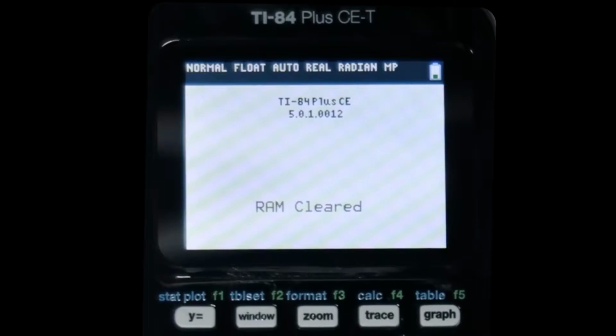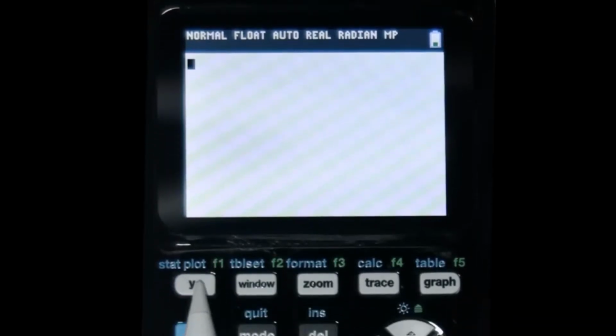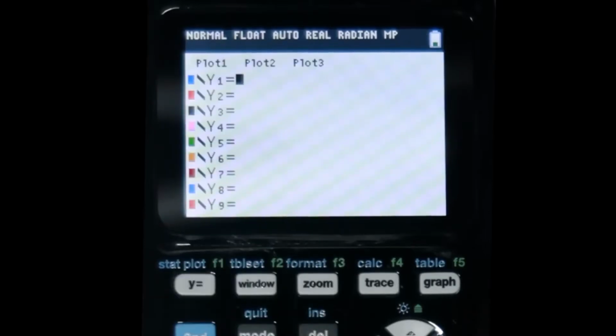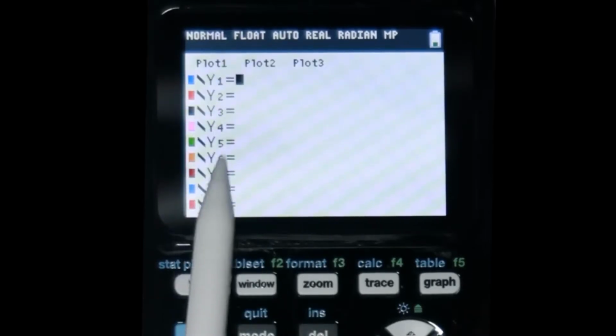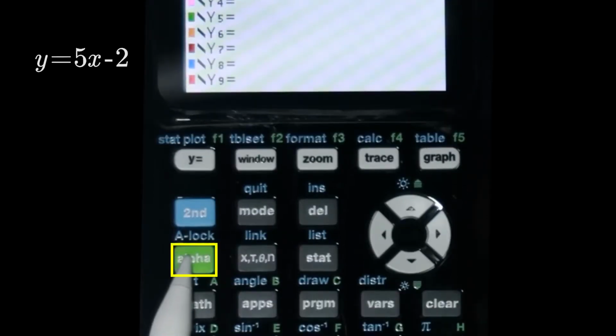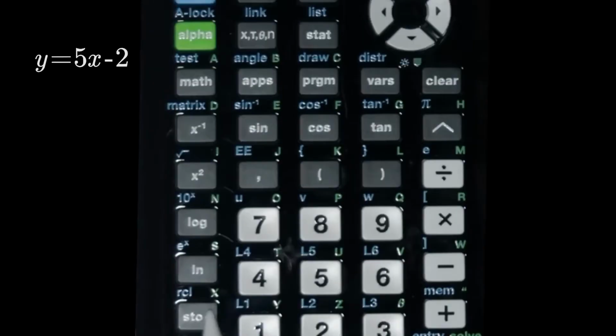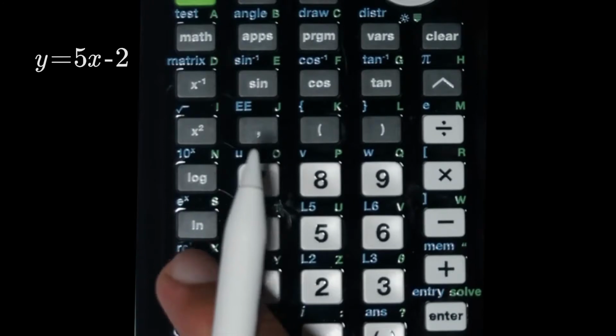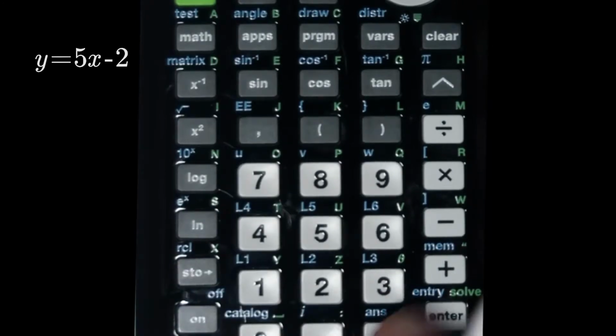So now that RAM is cleared, I'm going to use the function key, y equals. If I press the function key here, I can input my function. So Y1, Y2, Y3. We're going to be using the first two. Remember, I'm going to put the equation y is equal to 5x minus 2. So I've got my 5. My x is going to be used from alpha. So if I press alpha, and this one here, because that's x, so alpha x, minus 2.